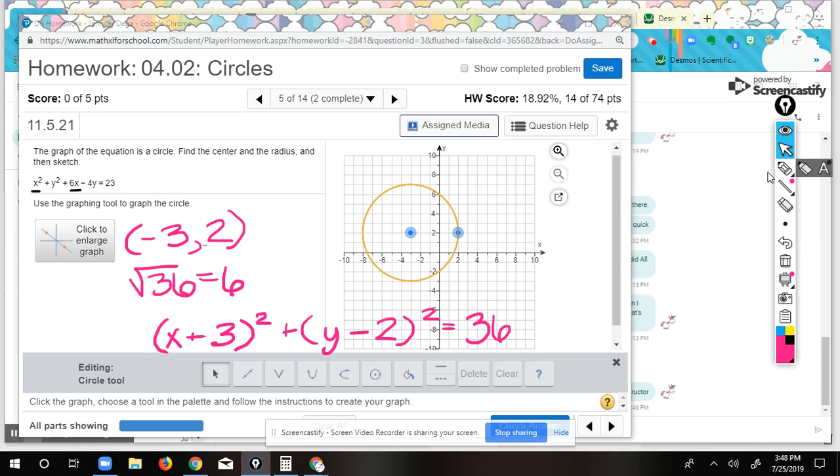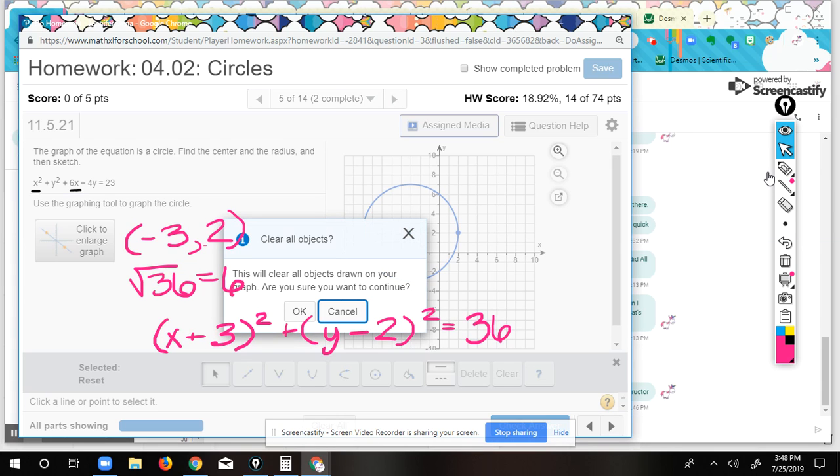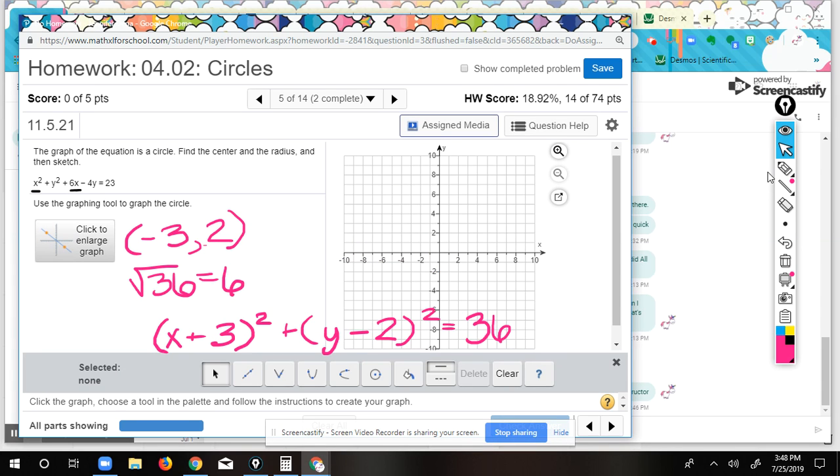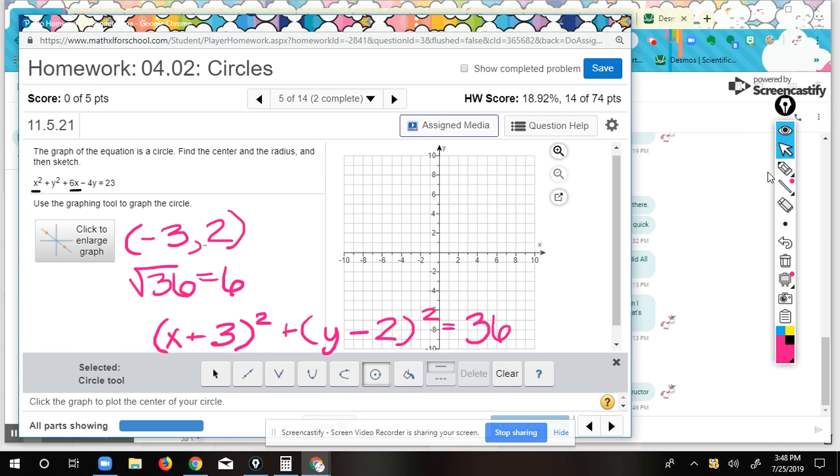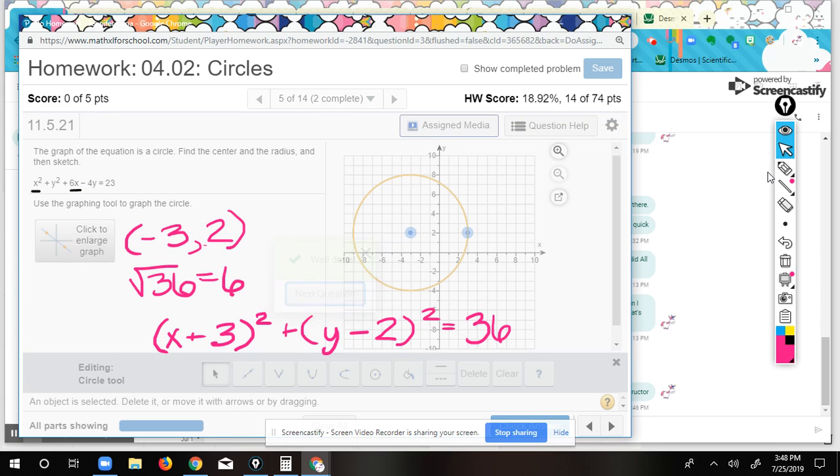So then I'm going to clear my graph, and then I'm going to put a center at -3, 2. Whoa, nope, I didn't want to do that. Okay. So a center at -3, 2, and then a radius 1, 2, 3, 4, 5, 6. And then we submit. Yay!